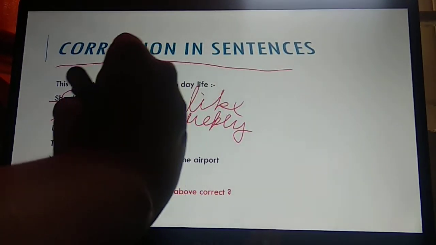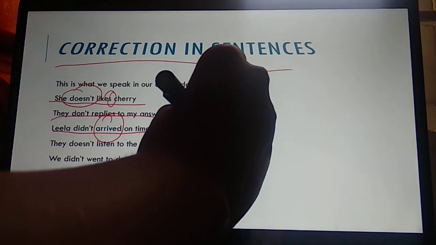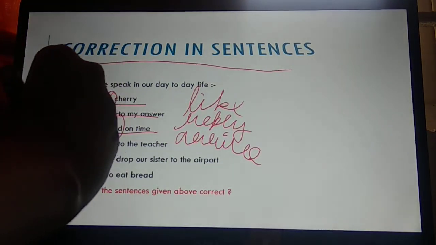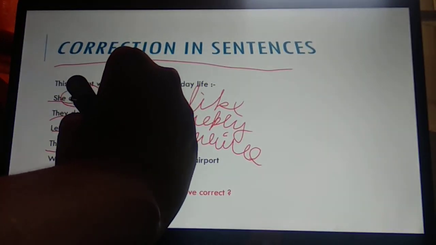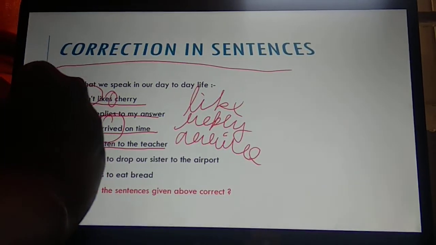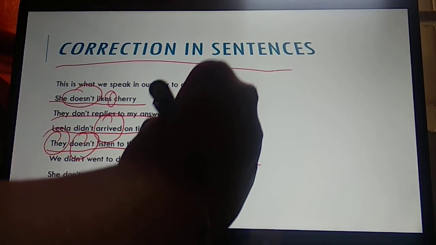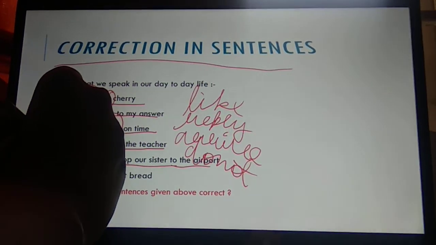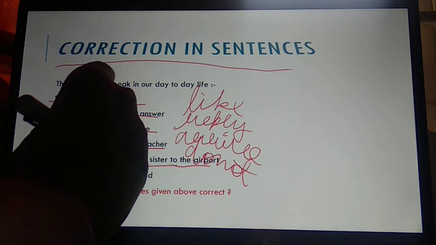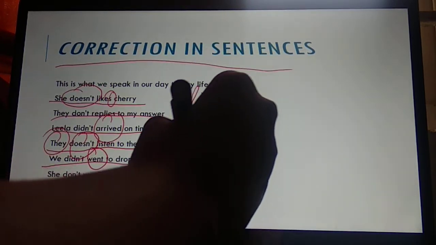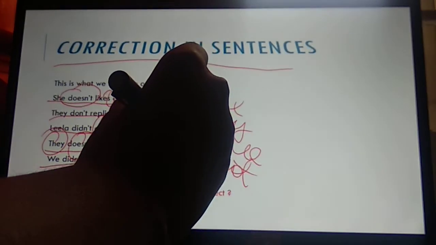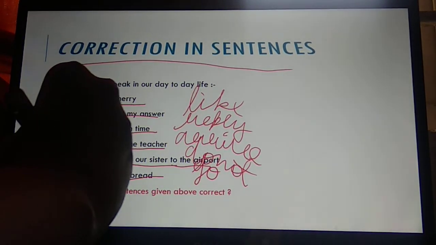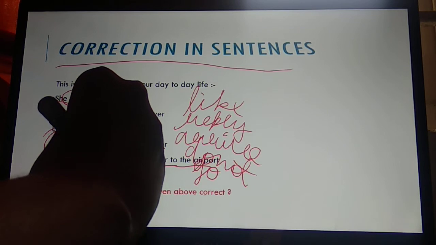Leela didn't arrive on time. Here arrived shouldn't come, here should come arrive, the root form of verb, and the present form of verb. They does not listen to the teacher. Does not shouldn't come. Plural subject, so do not. We didn't went to drop our sister to the airport. Same mistake here. Here we are not gonna use went. Here we are gonna use go, the present form of verb. She don't wants to eat bread. So here don't shouldn't come. It's a singular subject. So here does not should come.